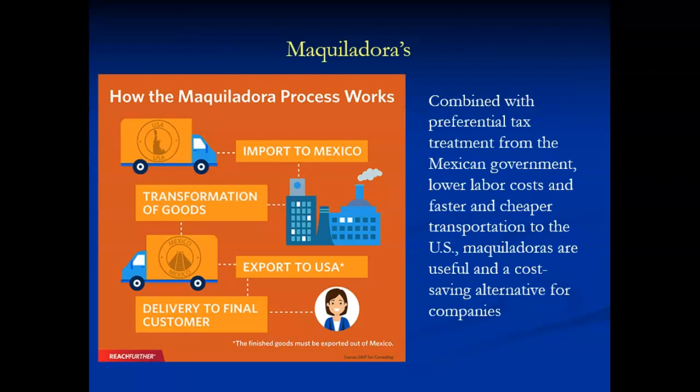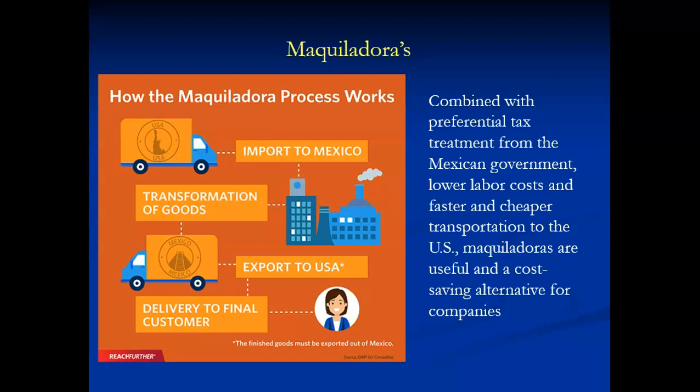So here's a diagram that shows how the maquiladora process works. Basically, you have the import of materials that come into Mexico from places like the United States, where they are then transformed into goods from assembly, and then they're coming back to the U.S., and then they come to the final customer, which would be us. So here in the U.S., we get to enjoy lower cost goods because of this.